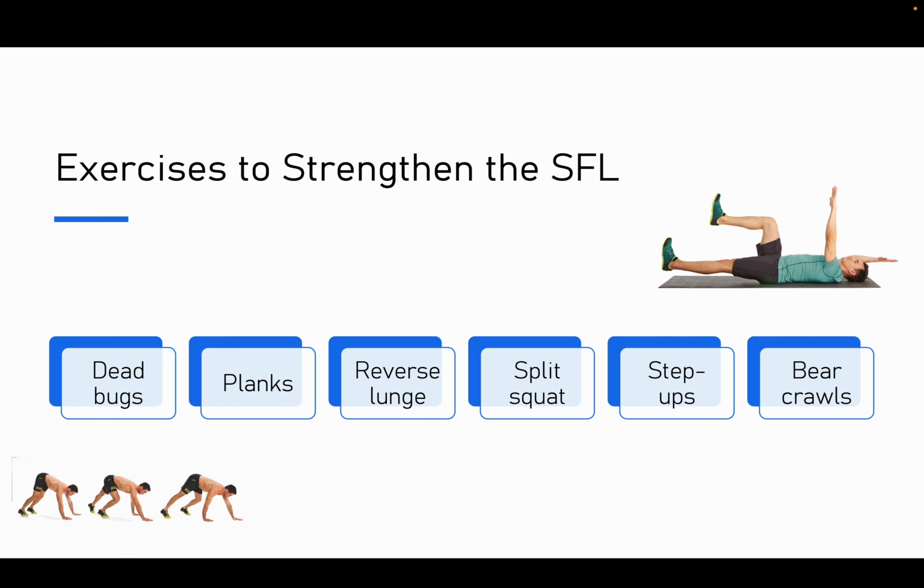Some exercises to strengthen the superficial front line include dead bugs, planks, reverse lunges, split squats, step-ups, and bear crawls. And bear crawls, you can see how to do these correctly in this image in the bottom left corner. And with all of these exercises, you can really see if there are any imbalances with overactive or underactive muscles, and those can be corrected before even moving on from these ones.